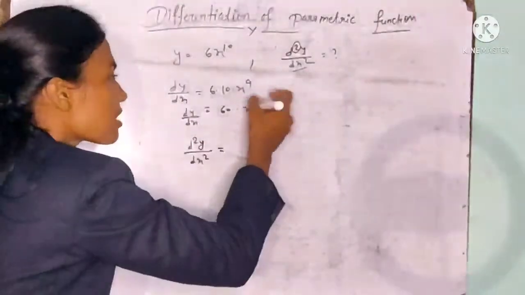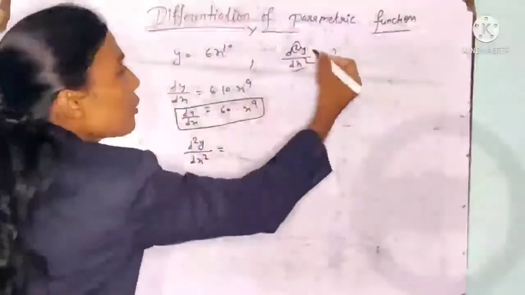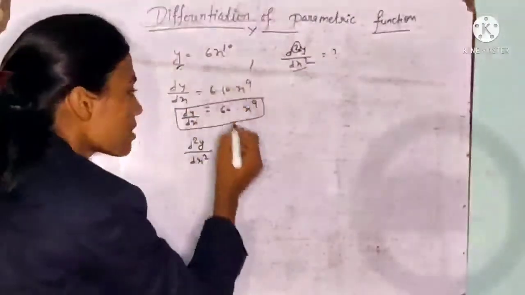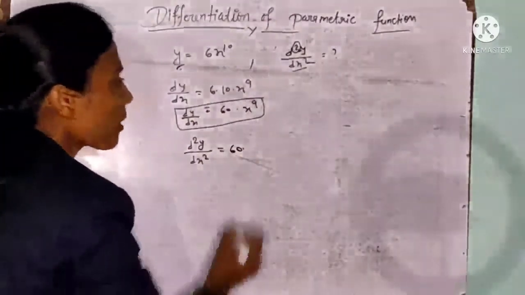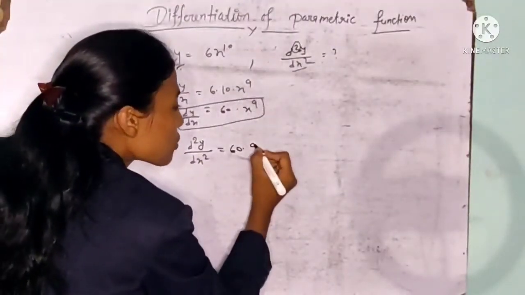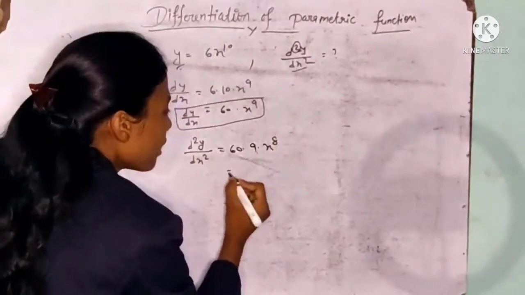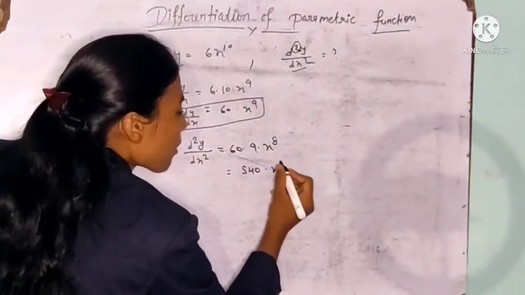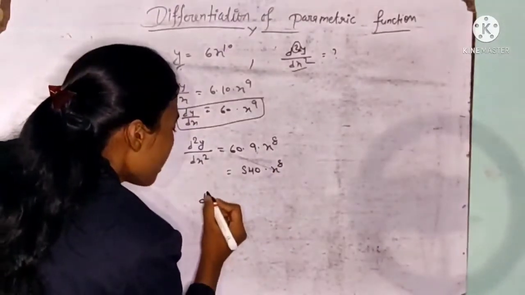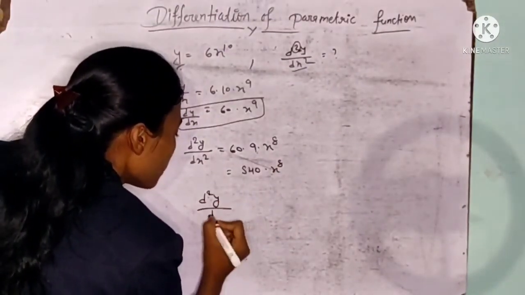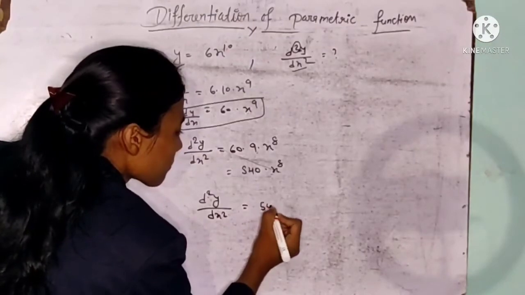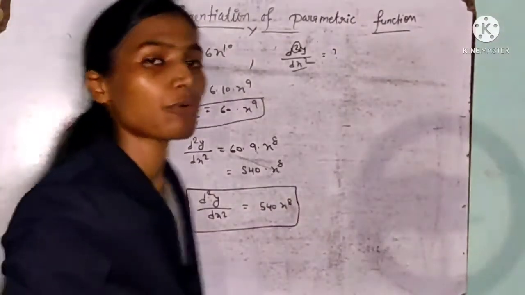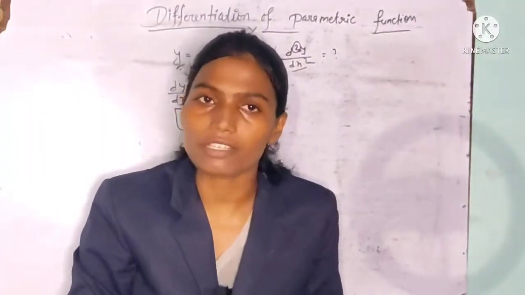Again we differentiate these functions, because we need to find d2y by dx square. Don't differentiate the original, again differentiate this. So 60 is our constant, again x to the power 9, so 9 into x to the power 8. Now 60 into 9, 540 into x to the power 8. So this is the second derivative of these functions. So I hope you can understand how to find the second derivative of any function.